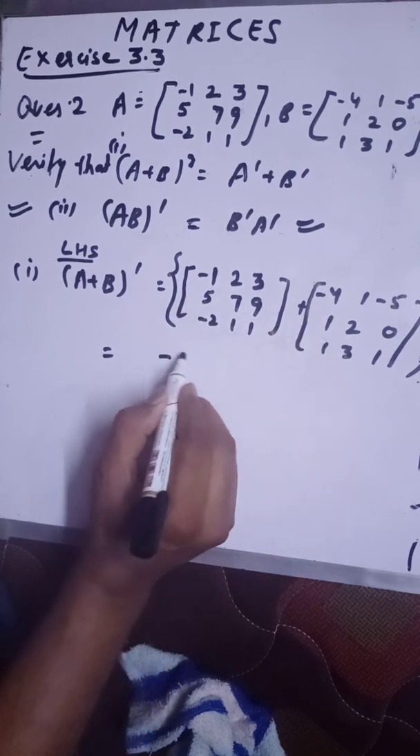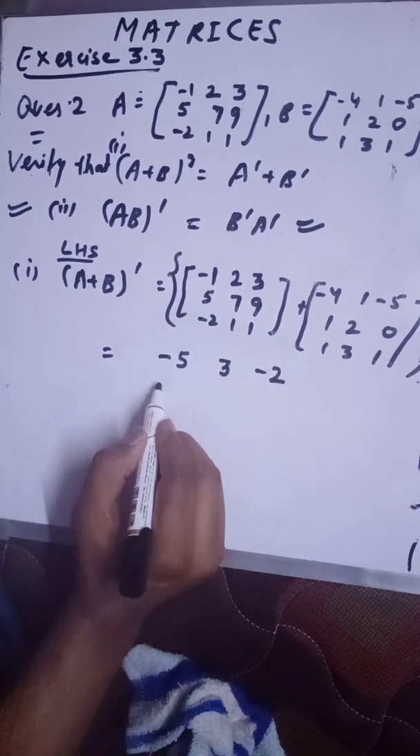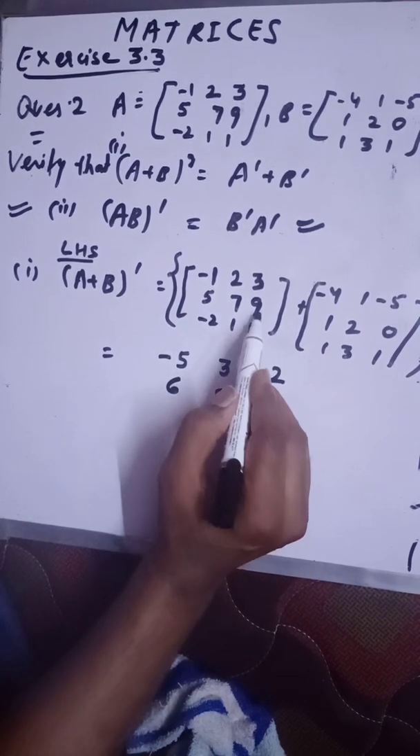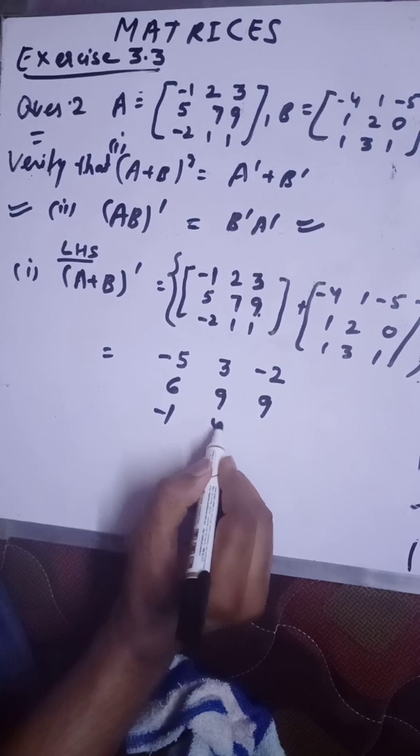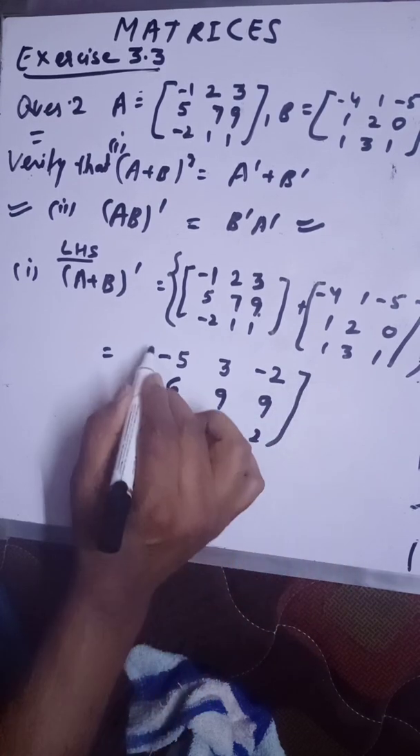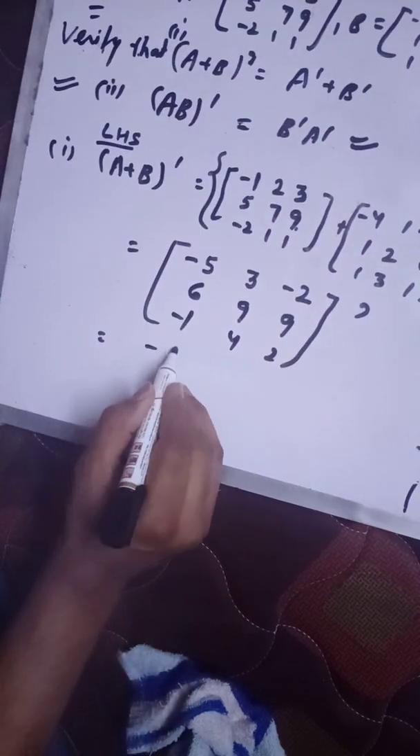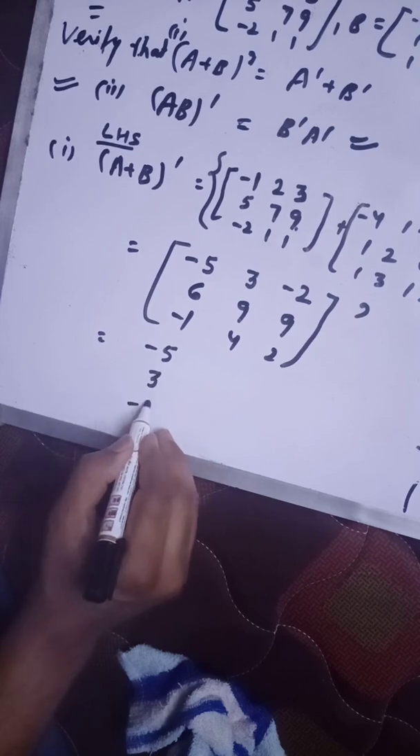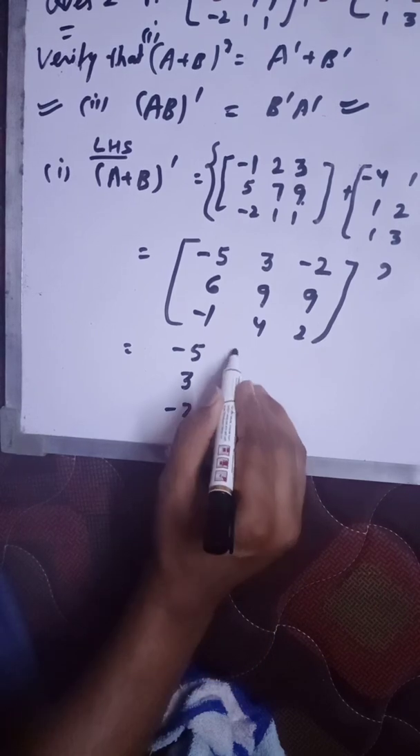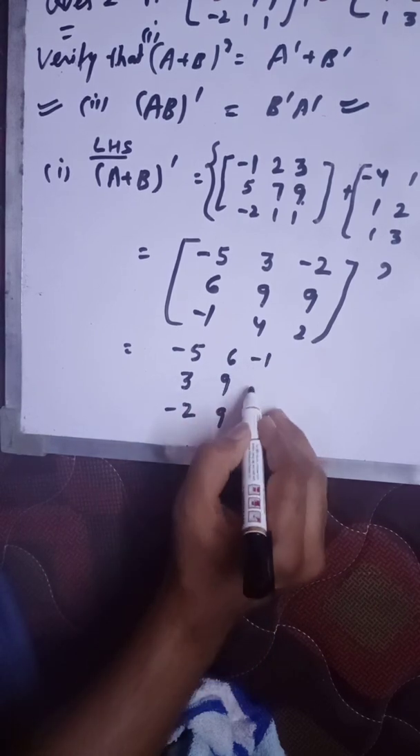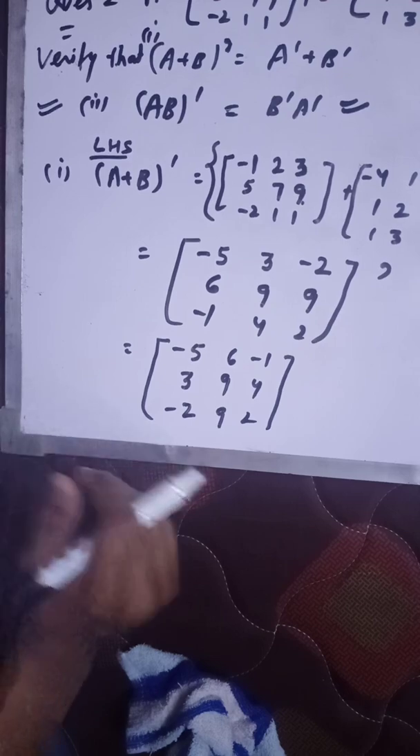-1, -4, that would be -5. 2 plus 1, that would be 3. 3 minus 2... -2. 5 plus 1, that would be 6. 7 plus 2, that would be 9. 9 plus 0, that would be 9. -2, 1, that would be -1, and then 4, and then 2. So we have to find out the transpose of this matrix now. So the transpose would be -5, 3, 3, -2, 6, 9, 9, -1, 4, 2. Fine. So this is your (A plus B) transpose.